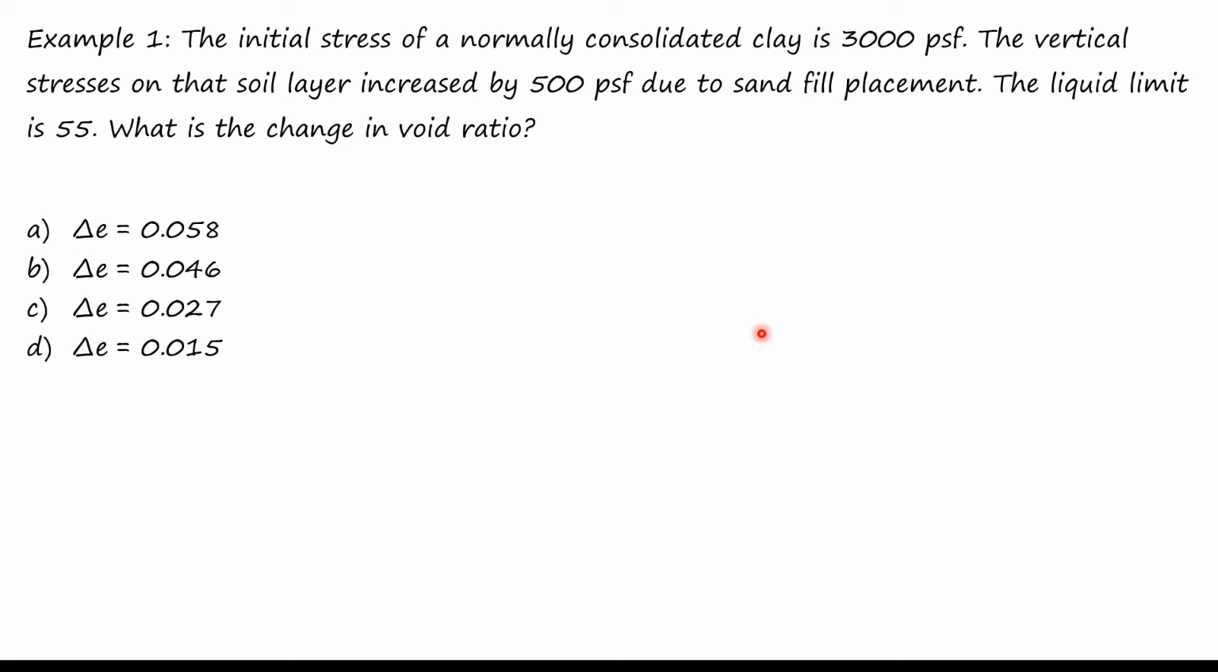So today we have three examples on consolidation. Very important topic in the FE exam. You're always going to get questions on consolidation. So let's get started. The first example, as you can see, we have a normally consolidated soil.